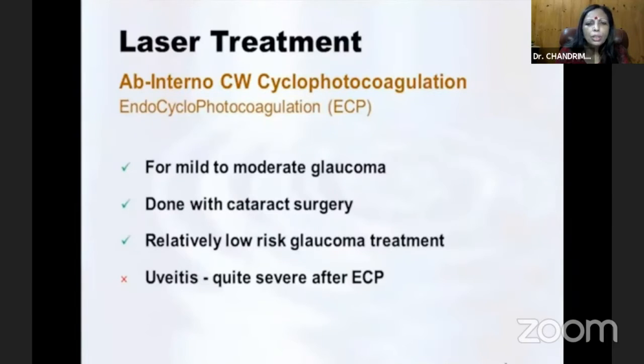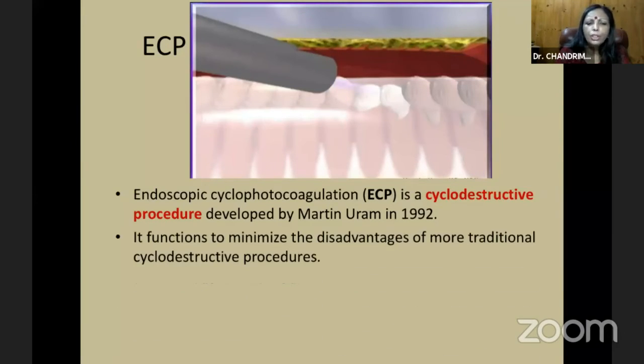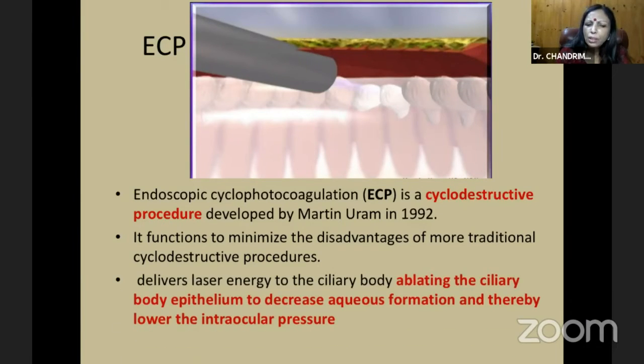And ab interno cyclophotocoagulation, that's endocyclophotocoagulation for mild to moderate glaucoma, done with cataract surgery, relatively low risk glaucoma treatment, and it's not done in uveitis. So the endocyclophotocoagulation is a cyclodestructive procedure, and it functions to minimize the disadvantages of more traditional cyclodestructive procedures, delivers laser energy to the ciliary body, ablating the ciliary body epithelium to decrease aqueous formation and thereby lower the intraocular pressure.